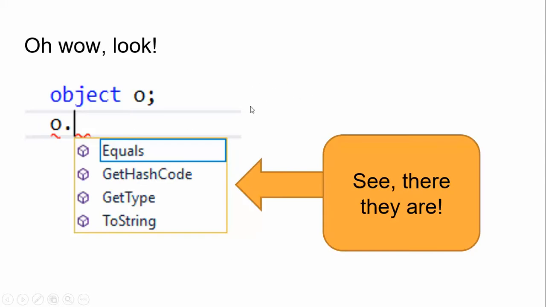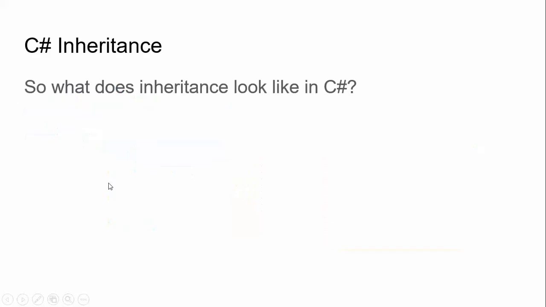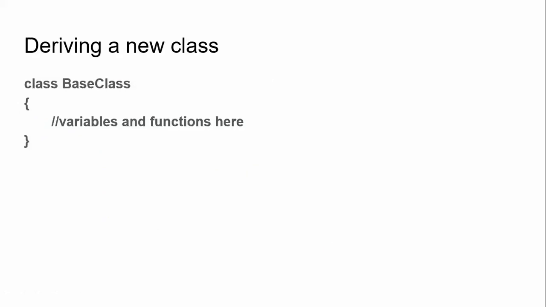So if you type object, and you use the IntelliSense to see what an object has in it, you'll see that it's got those four methods, and since everything in the .NET framework inherits system.object, everything in the .NET framework has these four functions. So what does that look like syntactically? Well, we've seen this from day one.